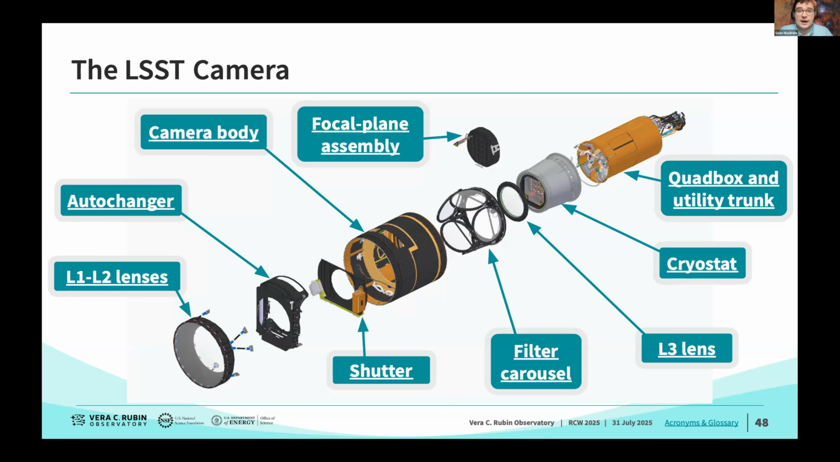And the filter carousel sits on top of our cryostat, which is pumped down to 10⁻⁷ torr in order to keep the focal plane assembly and the electronics at a very low vacuum and very well thermally controlled. We keep our focal plane assembly cooled to about -100°C at the sensor level. And in the back of the camera, you'll note there is the quad box and utility trunk. This holds some of our electronics, power distribution units, and vacuum systems necessary to keep the cryostat at a constant level. Next slide, Kevin.